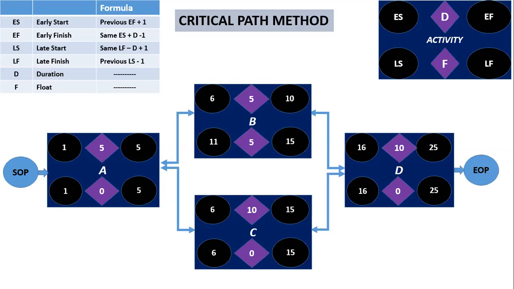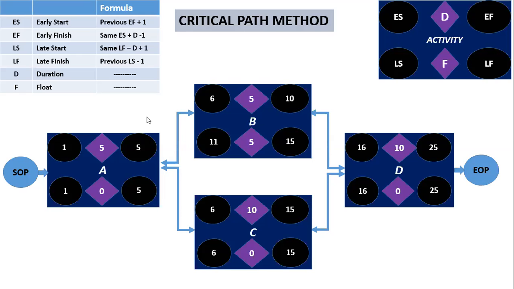Then what is the late start of activity A? 5 minus 5 is equal to 0 plus 1, that is 1. Got it? Yes, sir.